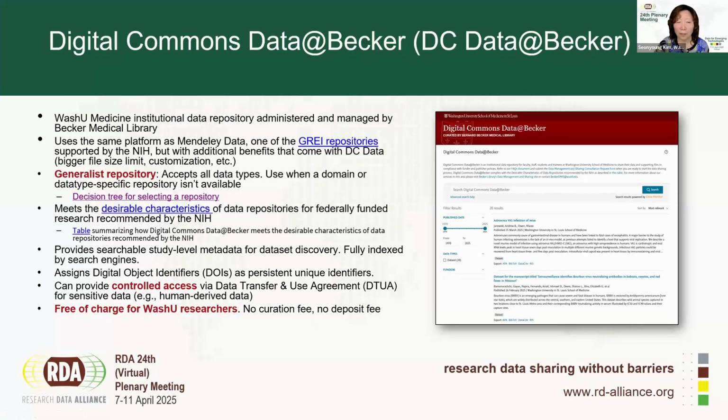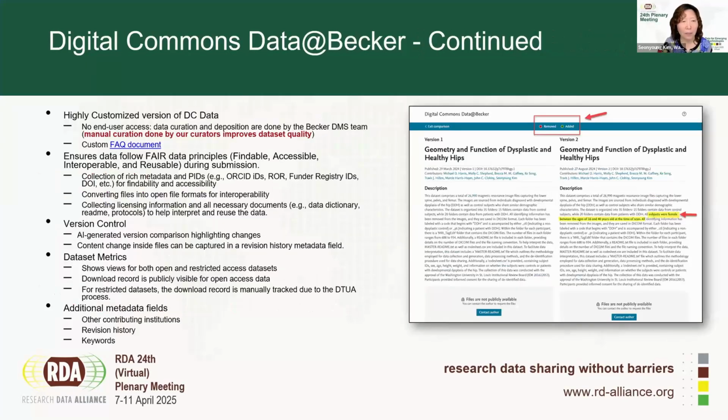We assign DOIs as the persistent unique identifiers. And most importantly, we provide controlled access via a data transfer and use agreement for sensitive data, for example, human-derived data. And this is a big one: free of charge. It's a big one because everybody has to share data according to the new policy, but we don't charge for curation, and there is no deposit fee. So that's a big one for researchers.